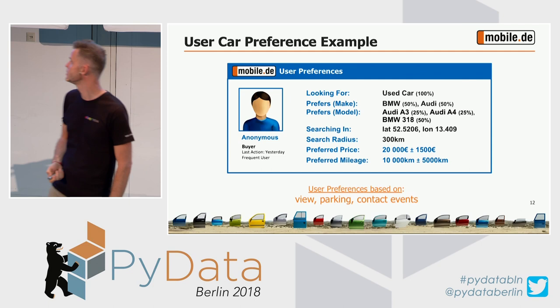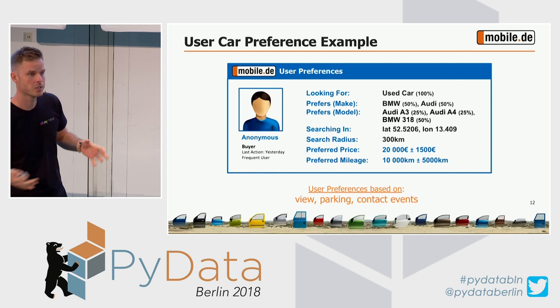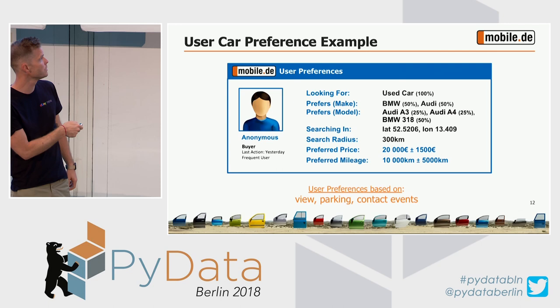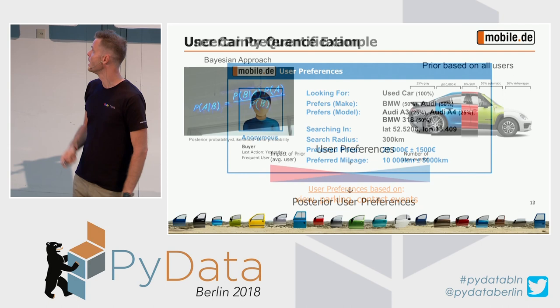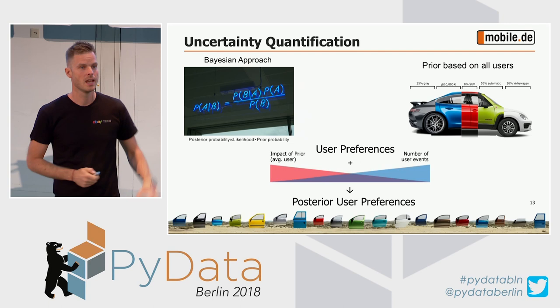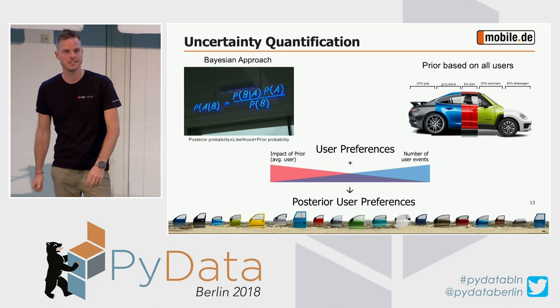We define those based on different interactions, because different interactions with the website show how much you care about a specific car. Did you make a view? Did you put it on your wish list? Did you make a contact? We have a certain modeling approach for uncertainty. I'm not going to go too much into details. Actually, Florian and our colleague Arnab showed this last year at PyData. It's been recorded, so if you're interested in recommendation, it's worth checking out.